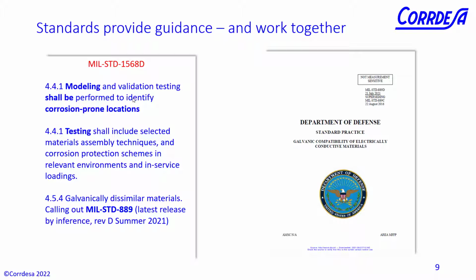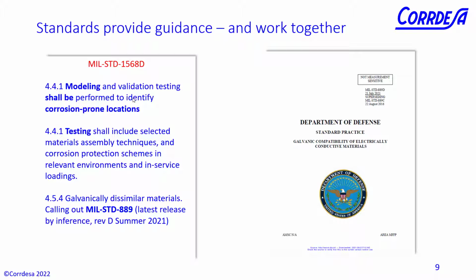4.4.1 says modeling and validation testing shall be performed to identify corrosion-prone locations. So this is "shall" language. You have to do this. 4.4.1 goes on to say testing shall include selected materials, assemblies, techniques, and corrosion prevention schemes in relevant environments and in-service loadings.